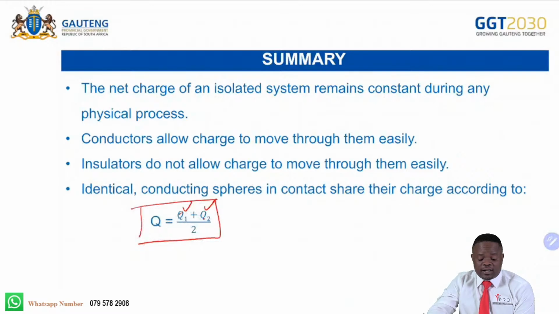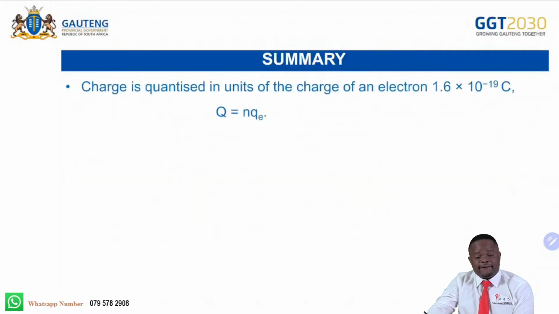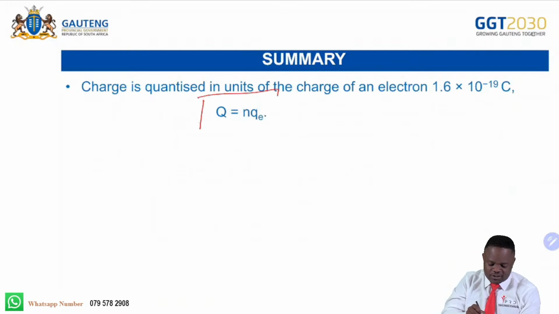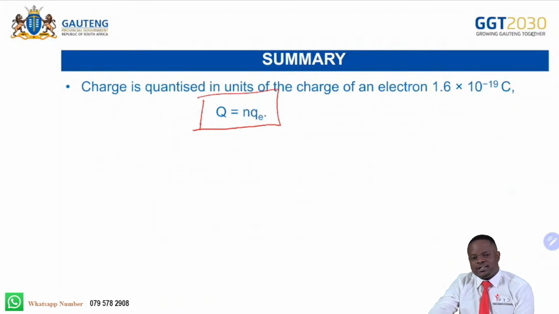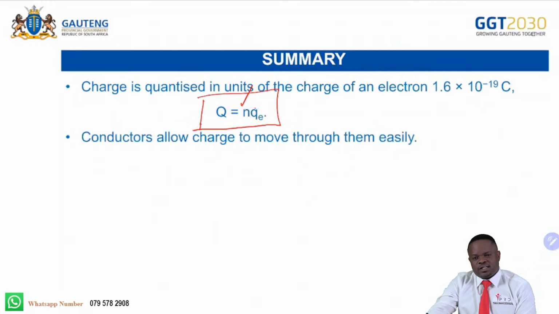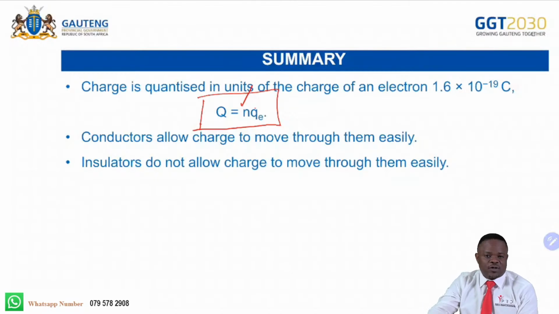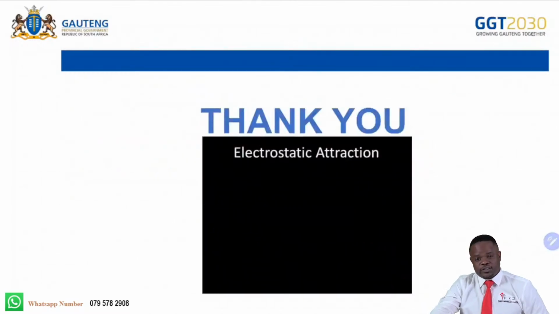Remember, our units are in coulombs. And then also we said, due to charge quantization, the charge on any system is equal to an integer multiple of the elementary charge. So that represents the number of your particles, it can be protons or electrons, multiplied by the elementary charge, which is plus or minus 1,6 times 10 to the power negative 19 coulombs. And last but not least, what we know is that conductors allow charges to move while insulators do not. Right, I hope you found the lesson quite informative.